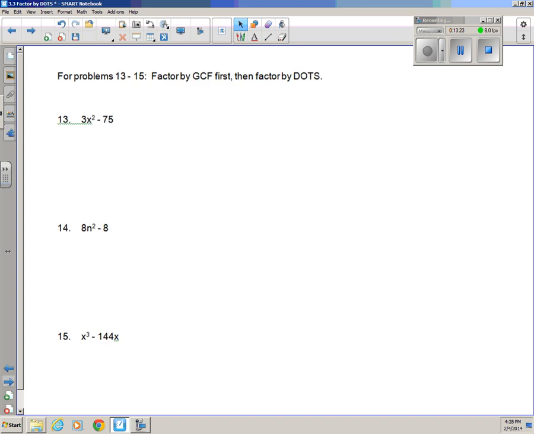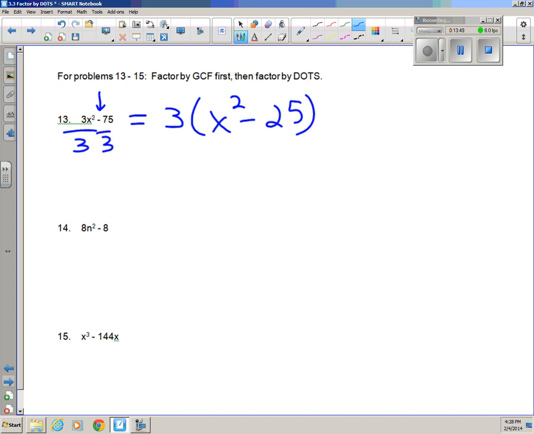And the last thing I just kind of want to show you is on the last page of the homework. For problems 13, 14, and 15, it wants you to factor by GCF first, then factor by DOTS. So I can do that first one with you. This is called factor completely, essentially. In this first one, we can't call it a DOTS because we don't have perfect squares on either end, but we do have two terms that have a GCF. The GCF is 3. If you divide everything by 3, you're left with x squared minus 25. But then what you need to realize is, well, now I finally have a DOTS problem.